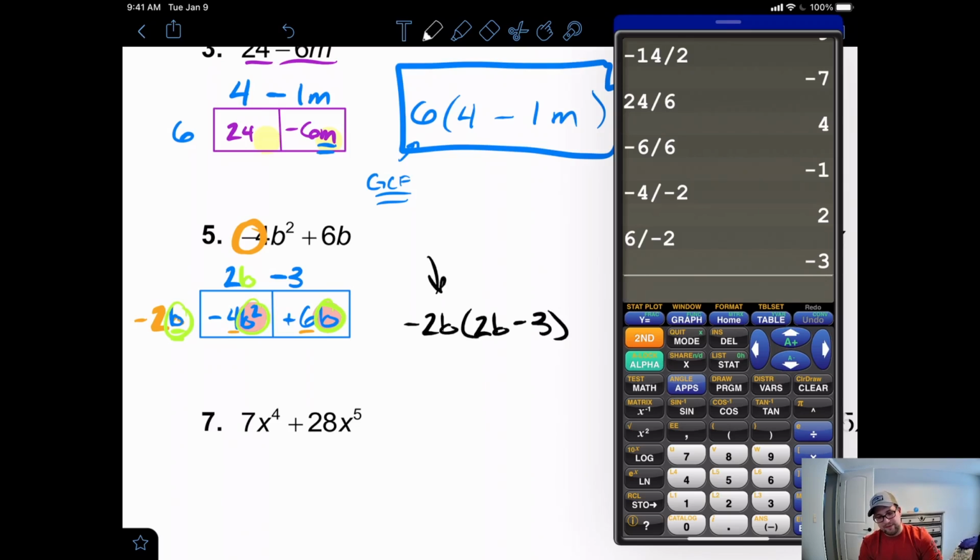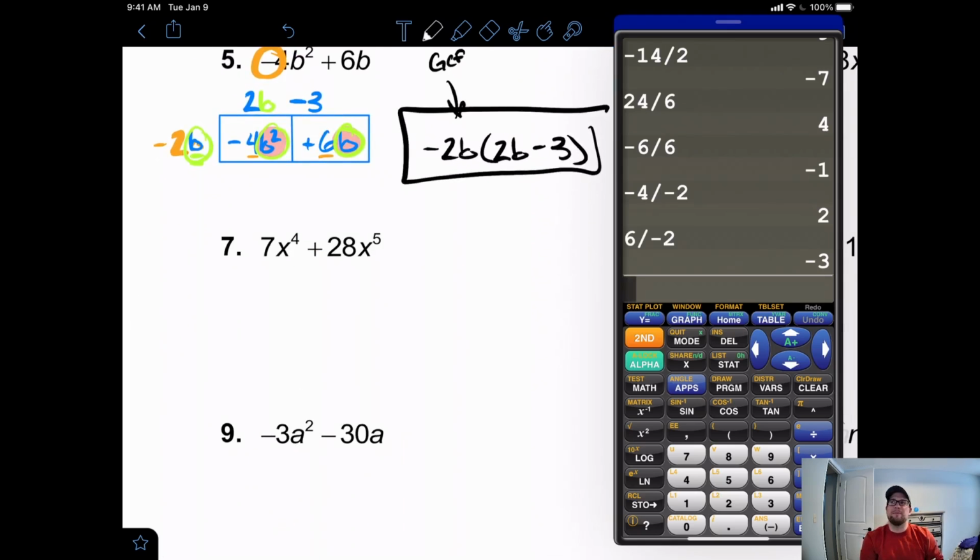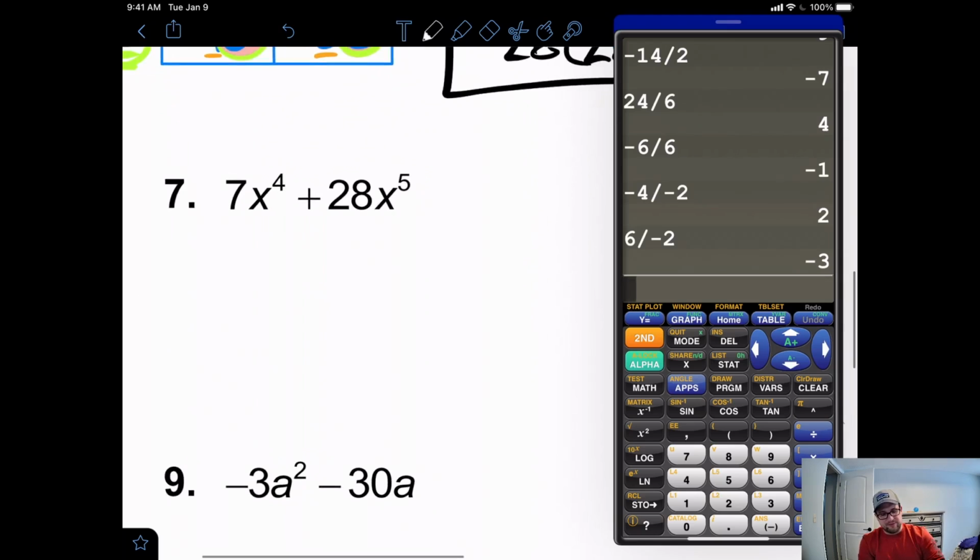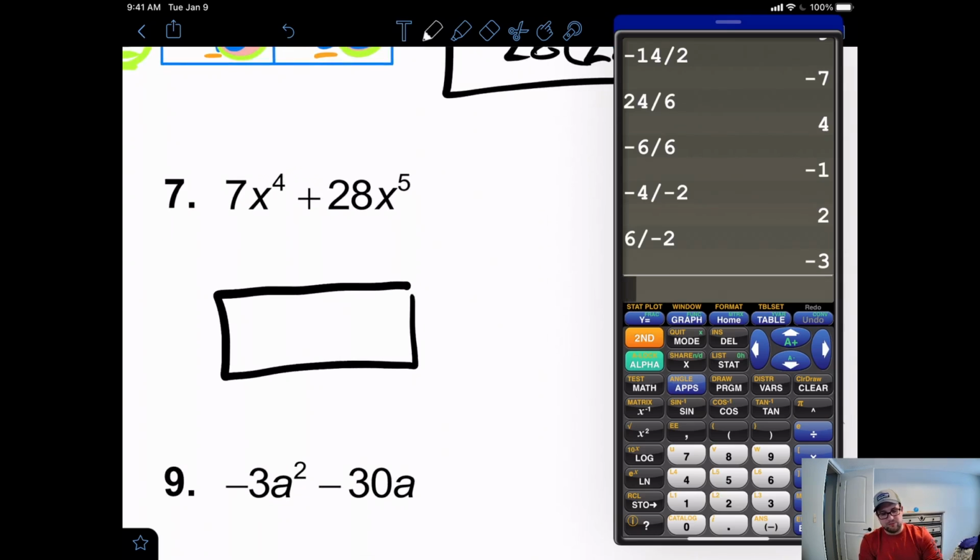And again, this is our greatest common factor. Great job. Let's look at problem number 7. So when we look at problem number 7, again, we should start out with a box with 2 sections.